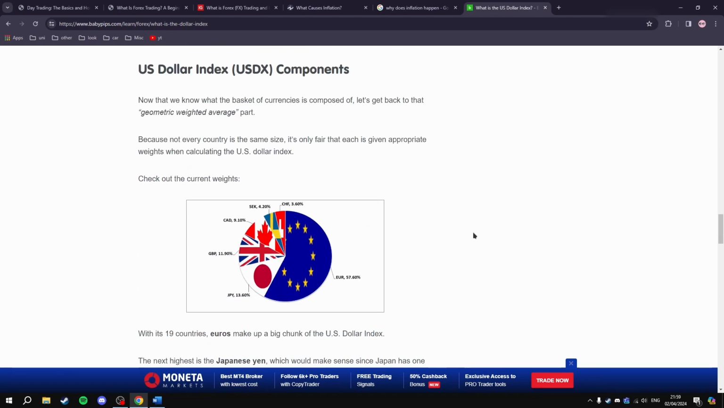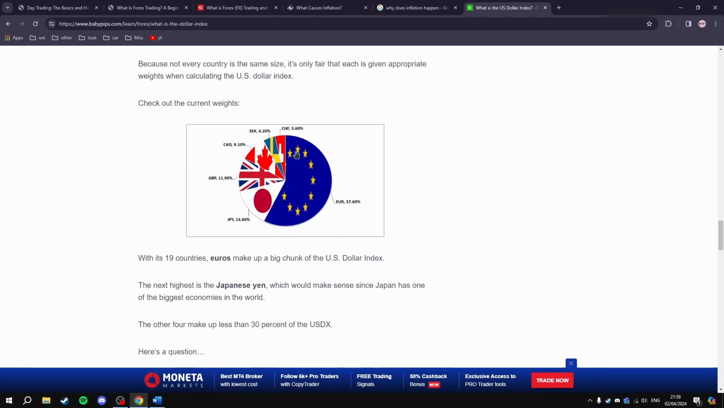US dollar index components. Now that we know what the basket of currencies is composed of, let's go back to that geometric weighted average part. Because not every country is the same size, it's only fair that each is given appropriate weights when calculating the US dollar index. Check out the current weights. So the euro has the biggest weight of 57.6%, JPY 13.6, GBP 11.9, CAD 9.1, SEK 4.2, CHF 3.6.